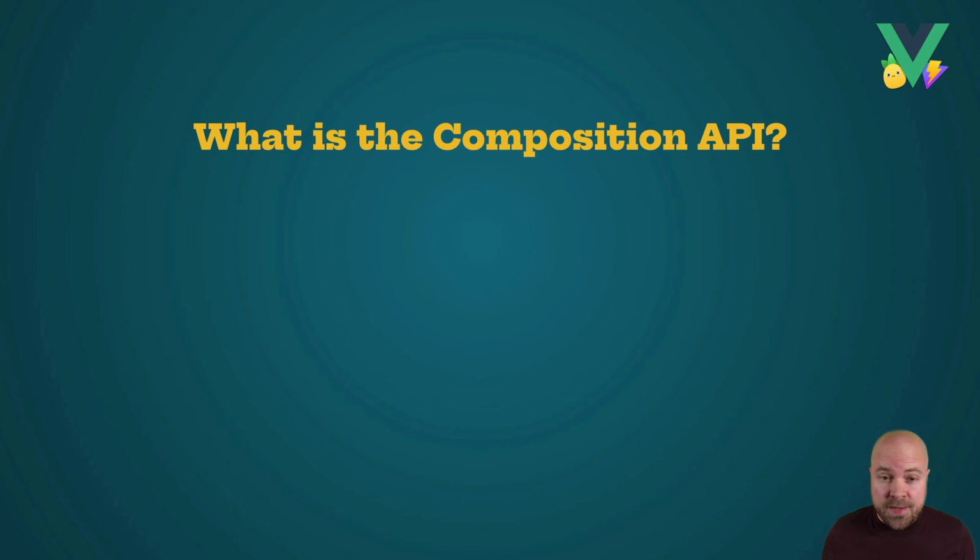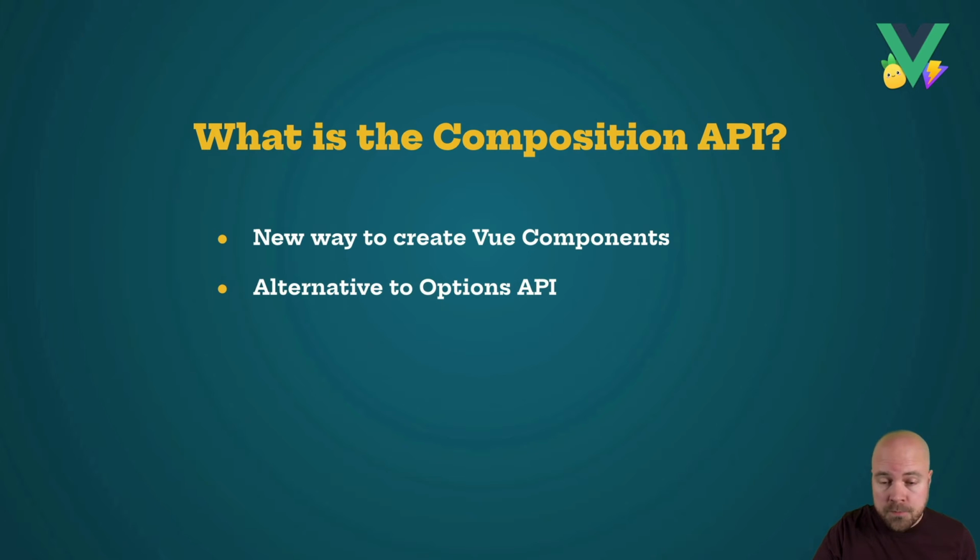The Composition API is the biggest new feature that came with Vue 3. But what is the Composition API? Well, it gives us a new way to create Vue components, an alternative to the Options API. Now, we can still use the Options API in Vue 3 apps, but I would consider using the Composition API exclusively, especially on more complicated apps and Vue components.